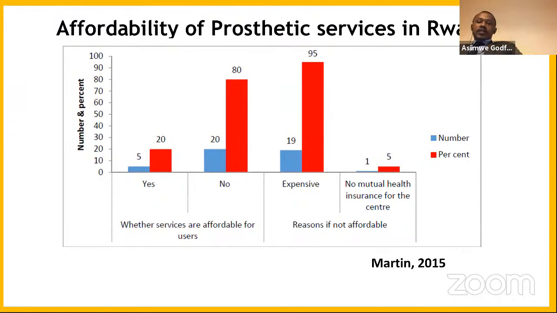So if you see how insurance is acting in Rwanda, there's one research that was conducted by one of our colleagues. It was generally asking about the P&O services delivered in Rwanda, but he also tackled the affordability of P&O services. Most of the people, like 80%, responded that these services are very expensive. They are not affordable, and others were saying they are not covered by insurance.